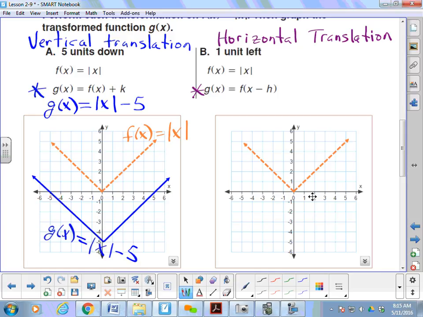So if I'm going to write the expression for this, if it says 1 unit left, that means that h would be equal to what number? So if it's moving left, that means it would be -1, right? Okay, so we're going to replace h with -1. So g of x equals the absolute value of x minus a -1, or absolute value of x plus 1.